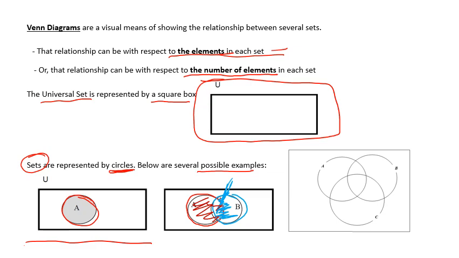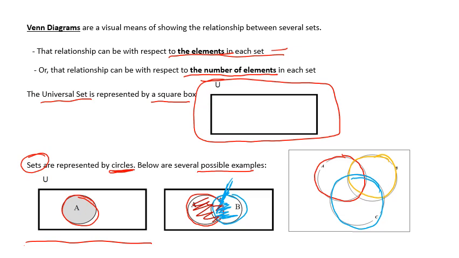Our third example here, we have three sets. We have a set A, we have a set B, and we have a set C. Notice we were careful to overlap all of the circles because we have a lot of different possibilities here.